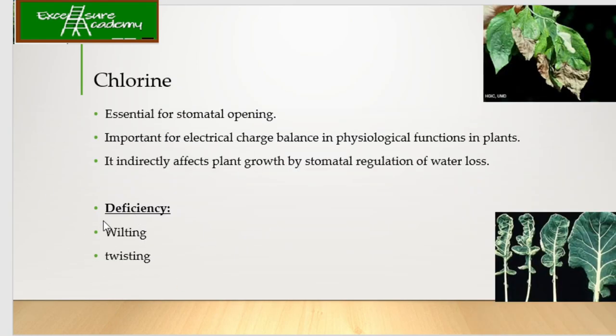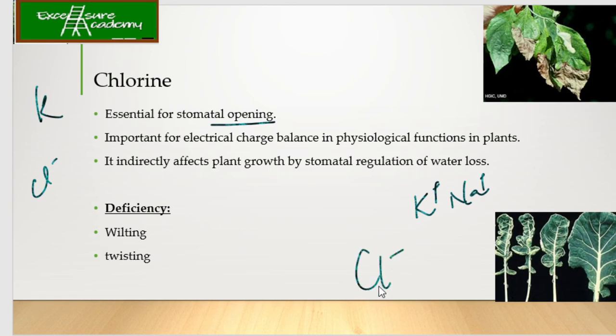Now the last one, chlorine. Again, chlorine along with your potassium, even chlorine is also essential for stomatal opening. It is also important for electrical charge balance in the physiological functions in the plants. Of course, because you have got the K plus, Na plus going in and out, and then you should have a chloride minus also in order to balance the charge. It indirectly affects plant growth by stomatal regulation of water loss.